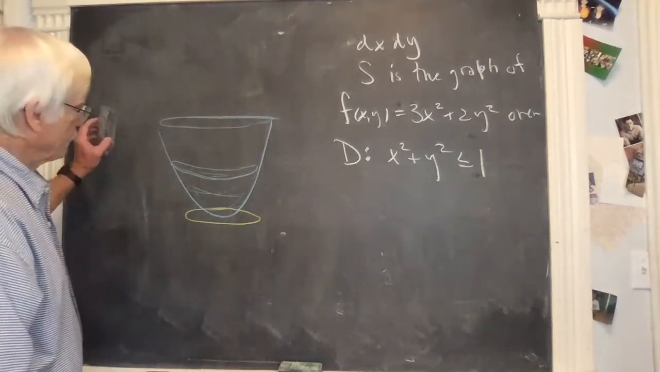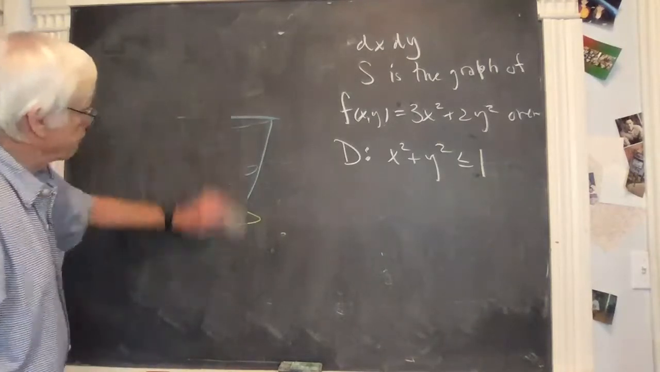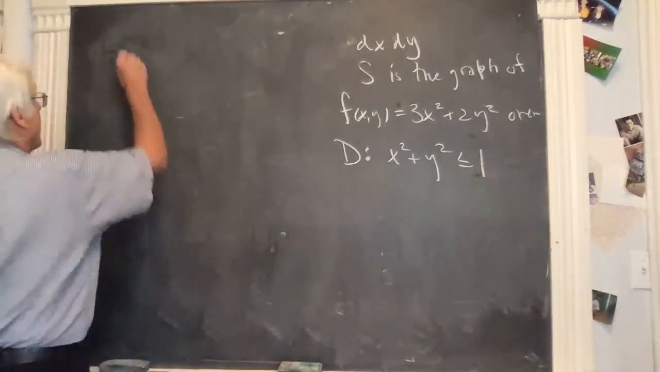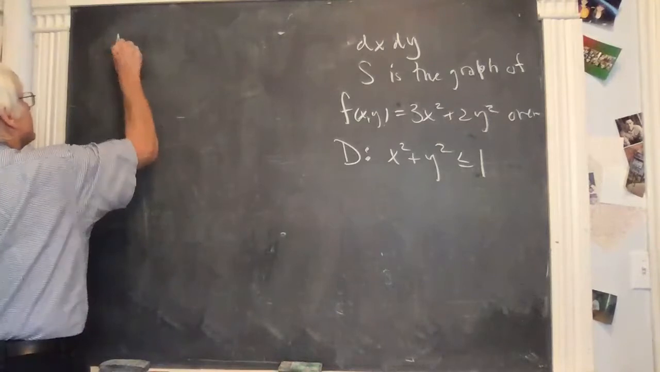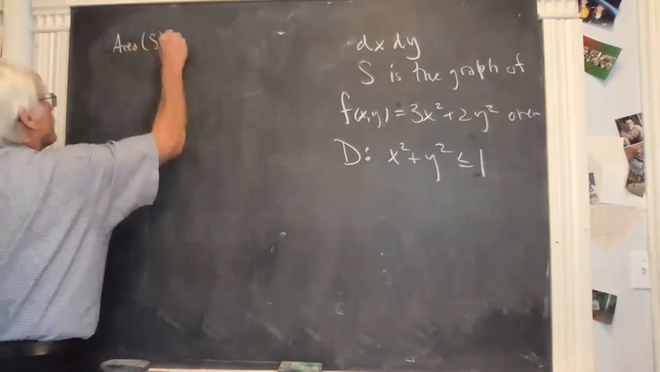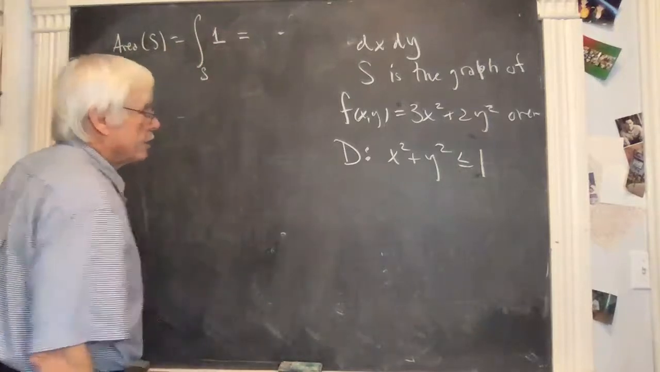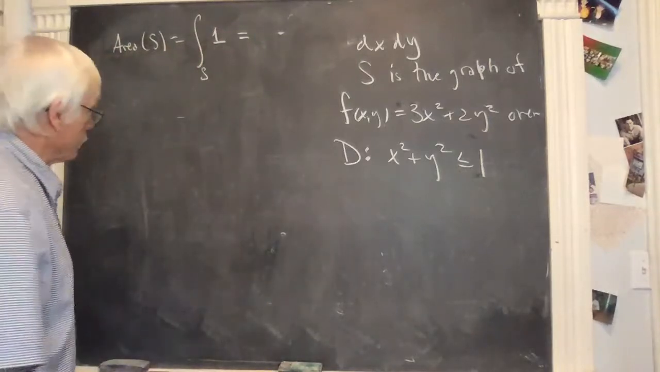All right. So let's go ahead and do it. The answer is this: the area of S is equal to the integral of the 1 function over S. Now we're at the point where we have to parameterize.